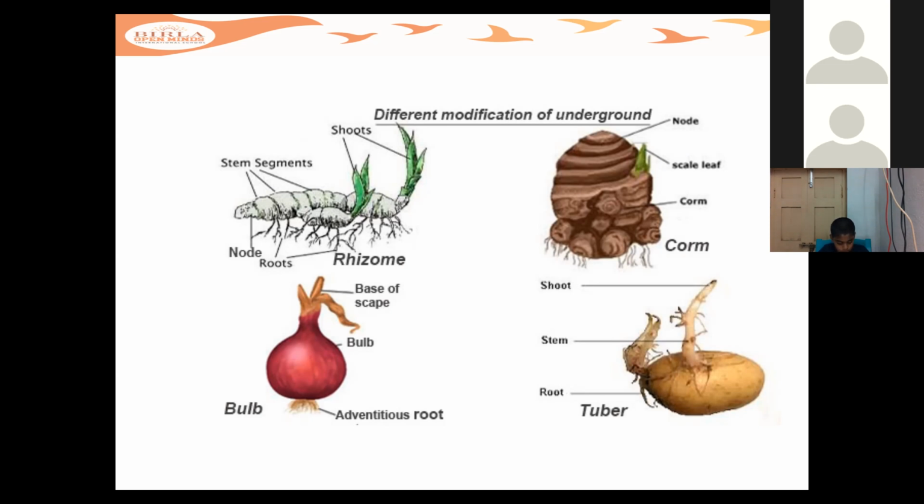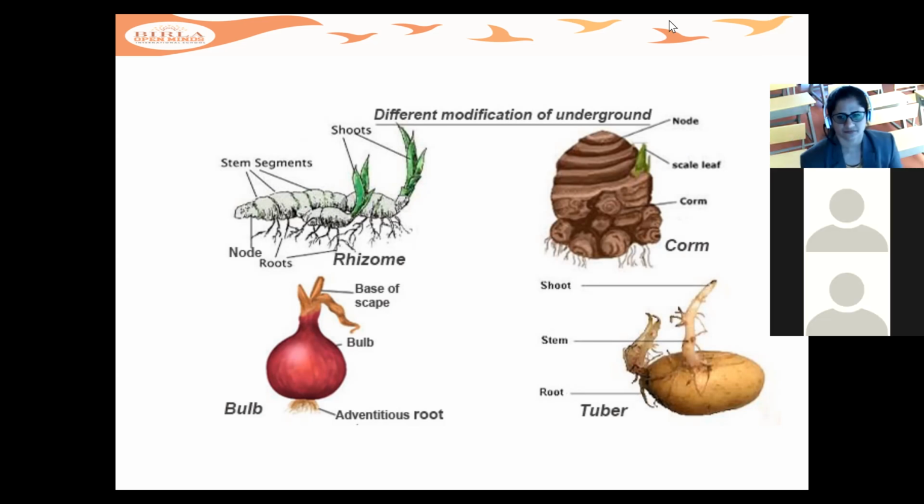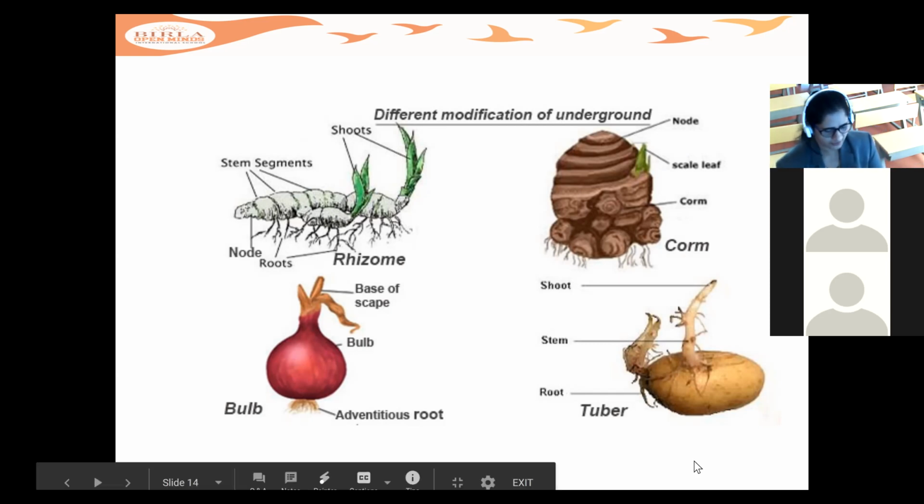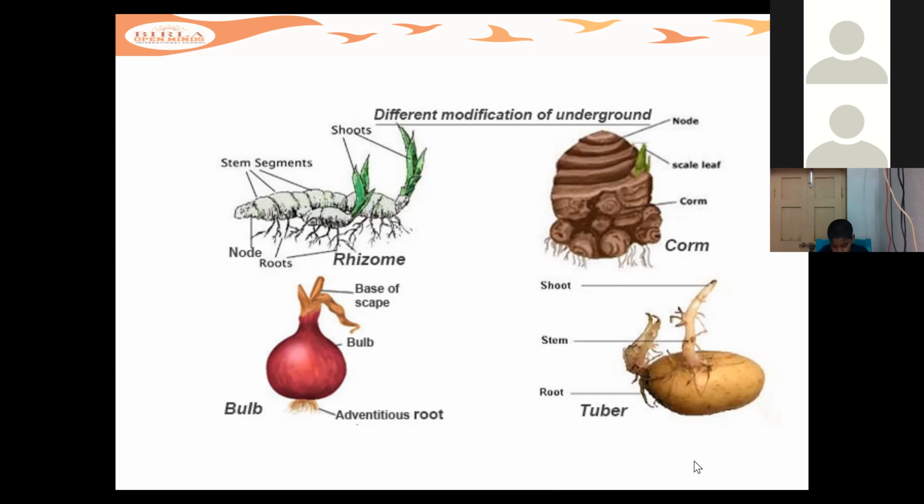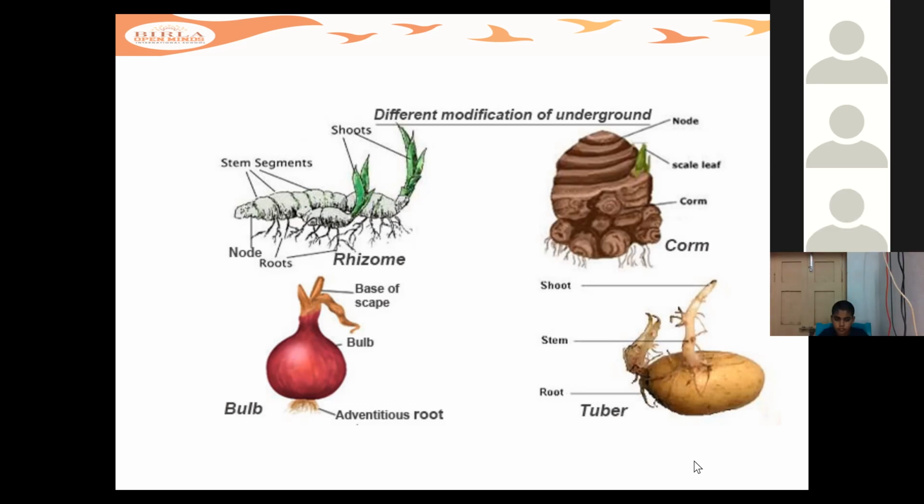Yes, mute yourself. Ma'am, can I read? Let me explain it first. Some stems store food in them, hence they are fleshy. Rhizome is an example of stem. Another time when I ask you, you have to give me the answer. What are the modifications of stem? What is an example of an underground stem? What is an example of a rhizome?